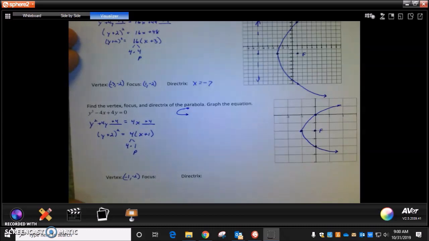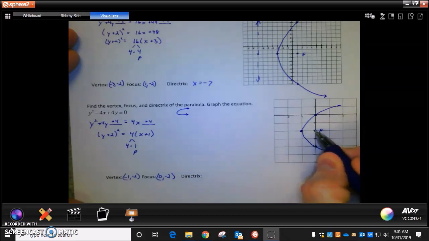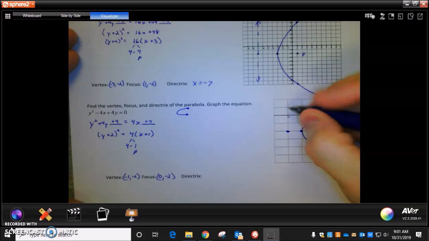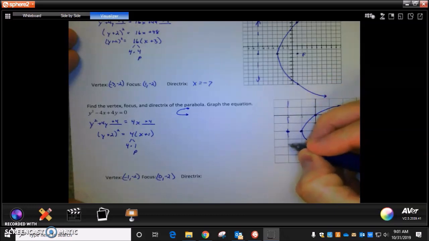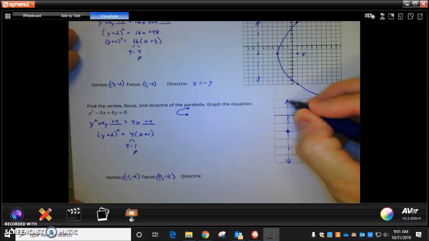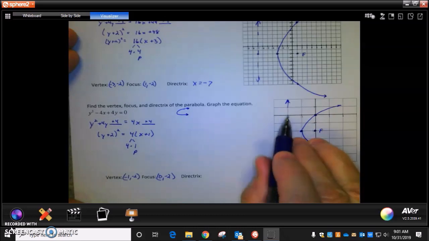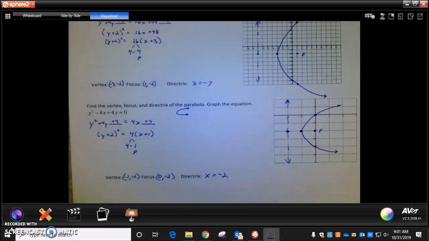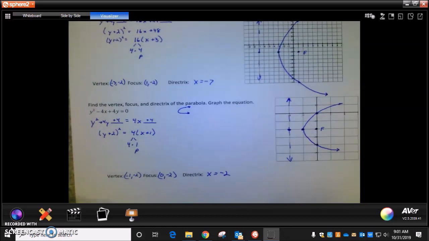So that's my parabola. The focus is at 0, -2. And then my directrix. If I went 1 to the right, I'm going to go 1 to the left. Do not stop. It's not a point. It's the line, the vertical line that goes through that point. So there's my vertical line. That vertical line is going through -2, so x equals -2 is the equation of my directrix.